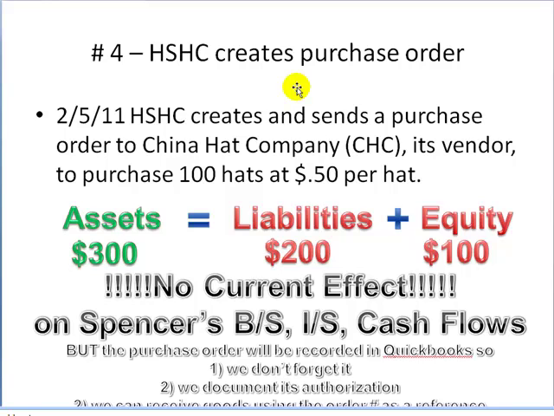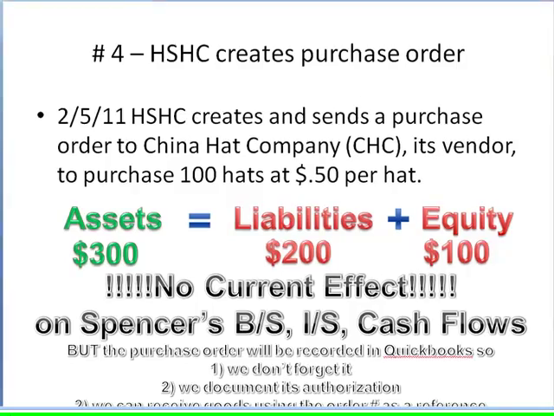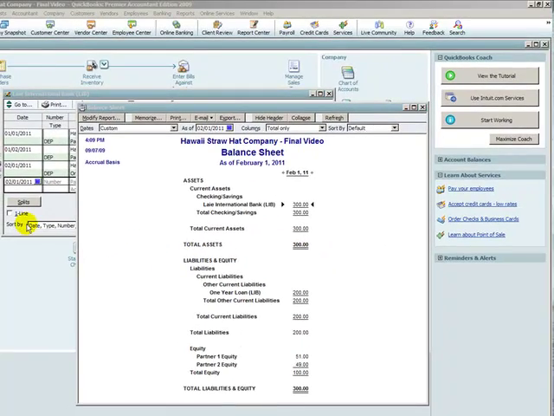We will track this in QuickBooks so that we know what we've ordered, but it will not be in the actual financial statements themselves. In this case, Hawaii Straw Hat Company is going to order actually 100 hats at 50 cents per hat. After this order, the assets, liabilities, and equity will not have changed at all. But we will, as I mentioned, record this purchase order in QuickBooks. So let me move this out of the way so we can start to do that.